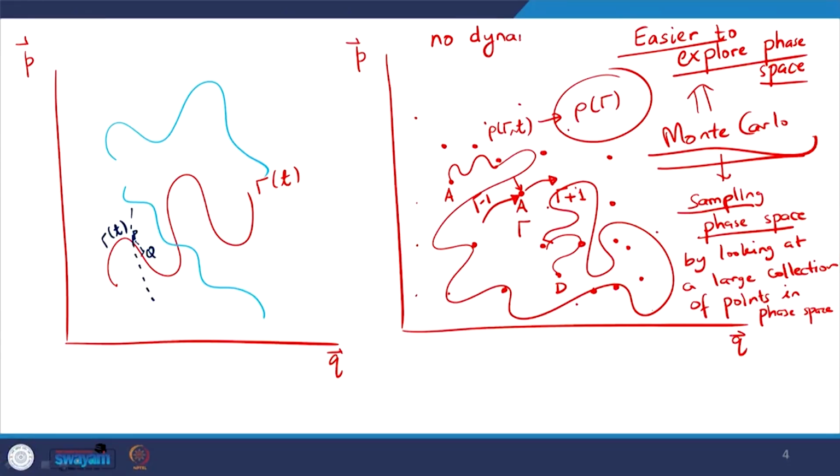The demerit, however, is that there is no true dynamics, because we are not following Newton's laws of motion. Of course, when we are doing the simulation, we have some mechanism to generate the points, and that may appear like some kind of dynamics, but it is not following Hamilton's equation of motion. It is not starting from a Hamiltonian, and therefore the dynamics is not really a true dynamics.